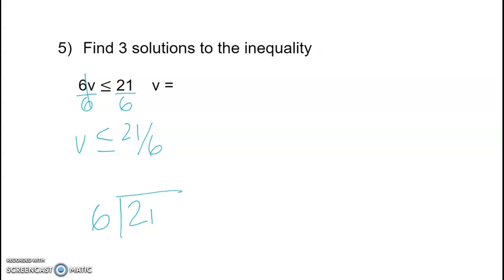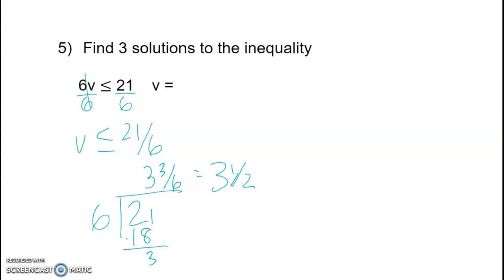6 goes into 21 3 times, you have 18. I've got a 3 left over, so that's 3 and 3/6, which if I simplify down is 3 and 1/2. I need to find 3 solutions for this inequality. So there's actually an infinite number because this is less than or equal to.